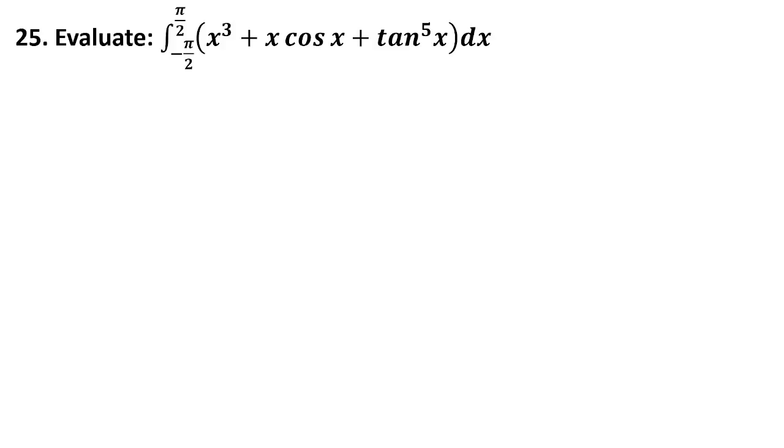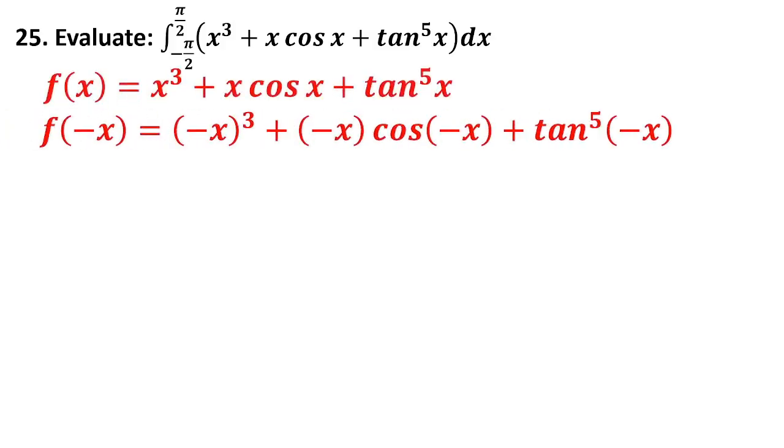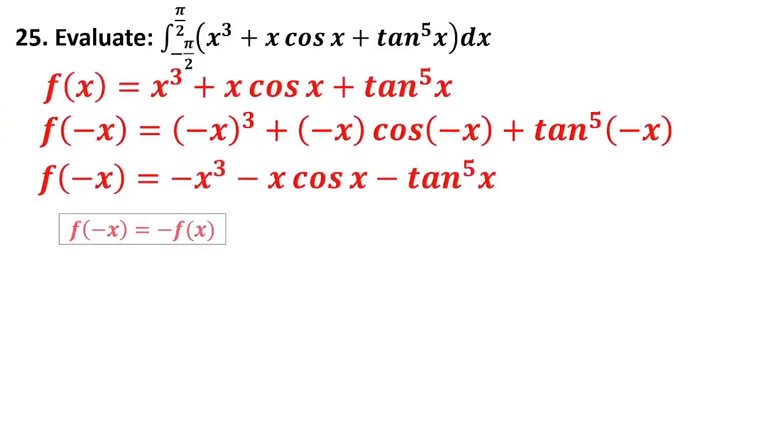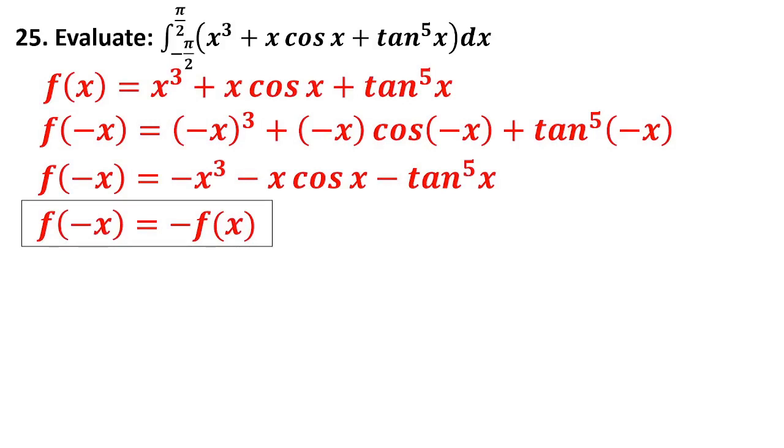Now we have to evaluate this. Be careful whenever you have integral from minus a to a of f of x. If the function is very complicated, don't do it directly. Check whether the function given is even or odd. I am taking f of x and finding f of minus x. I find that f of minus x is minus f of x, because cos of minus x is cos x, tan of minus x is minus tan x, and the power is odd over there. Therefore it is an odd function.